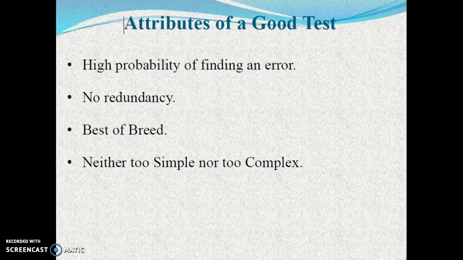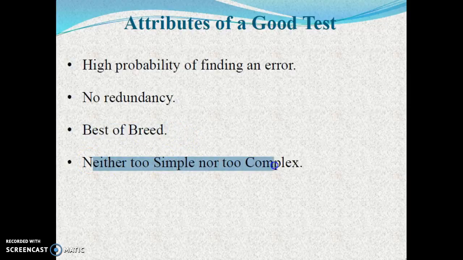Now next is attributes of a good test. First, a high probability of finding an error. A good test case should have a high probability of finding errors. No redundancy should be there. That means duplicate test cases should not be there. Best of the breed. That means in its generation it should have the best result. So it is called best of breed.